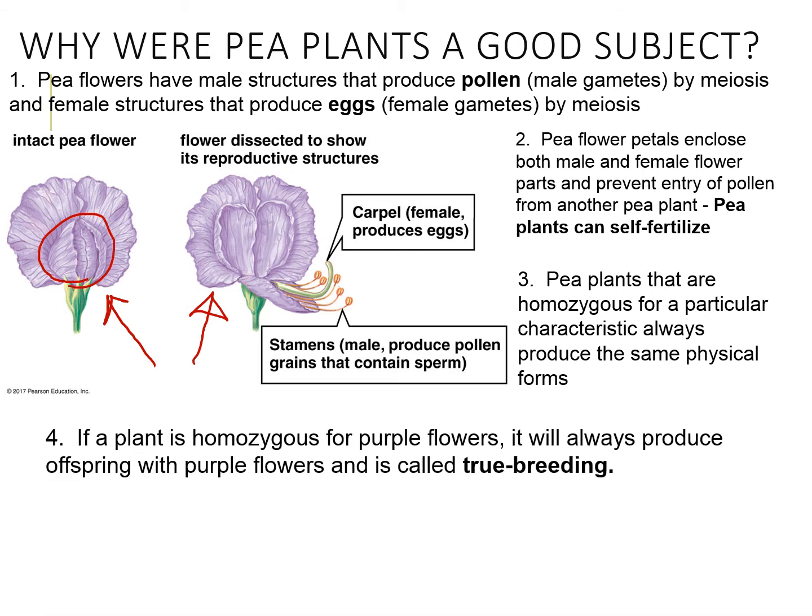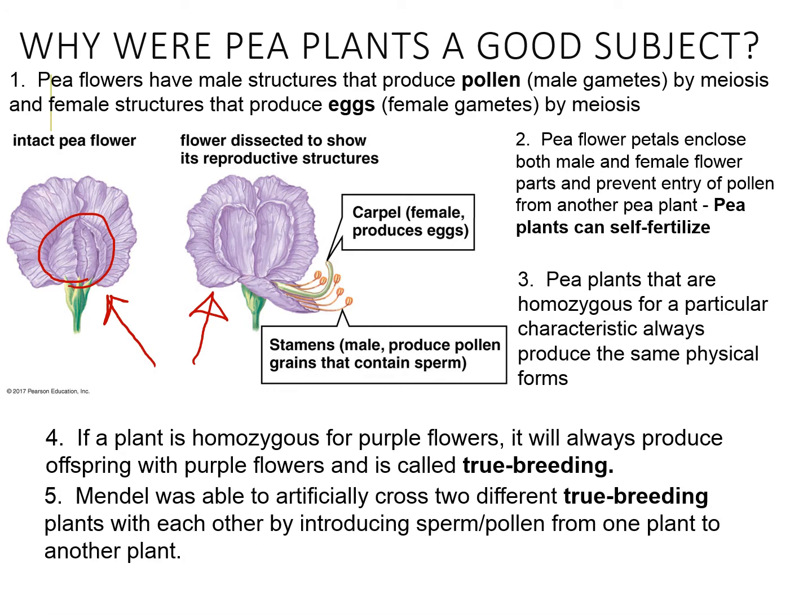Four, if a plant is homozygous for purple flowers, it will always produce offspring with purple flowers, and it's called true breeding. Lastly, Mendel was able to artificially cross two different true breeding plants with each other by introducing sperm or pollen from one plant to the other.